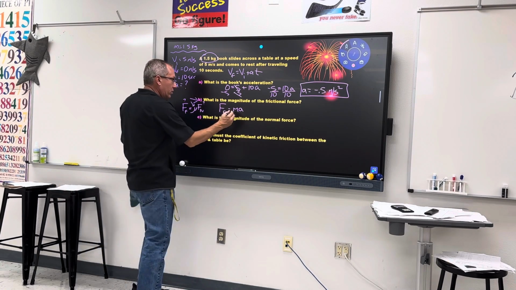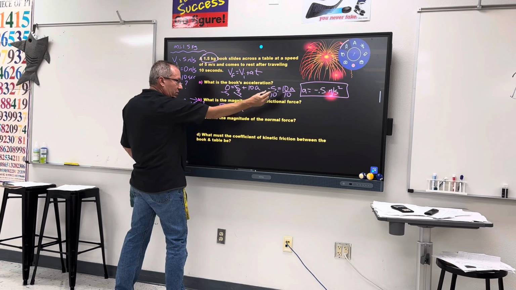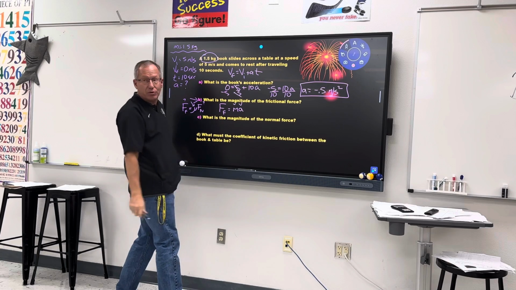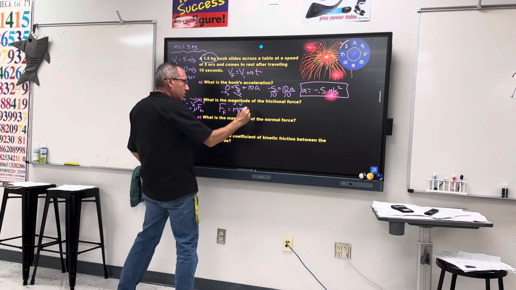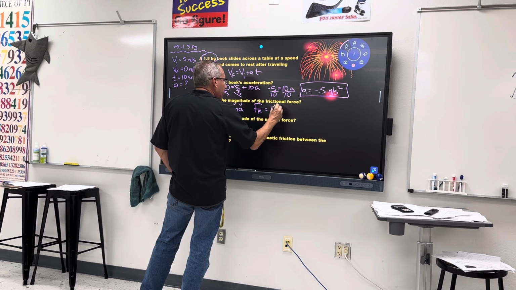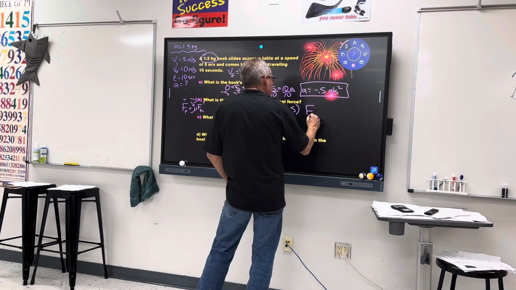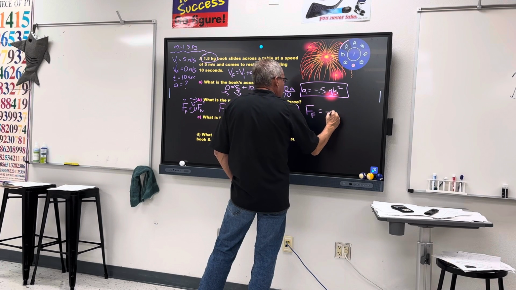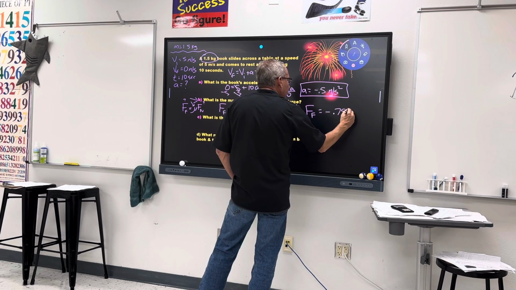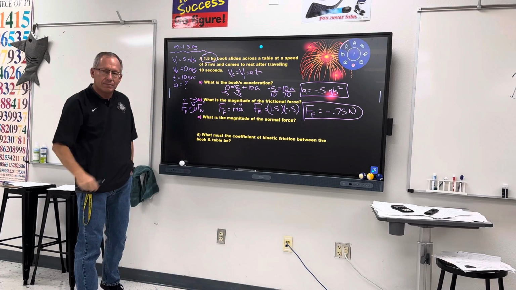However, can I use mass times acceleration? Do I have the mass? Yes. Do I now have the acceleration? Yes. So this one you're going to run through second. So the force of friction is going to equal 1.5 times negative 0.5. So the force of friction is going to equal negative 0.75 newtons. There is your answer to part B.